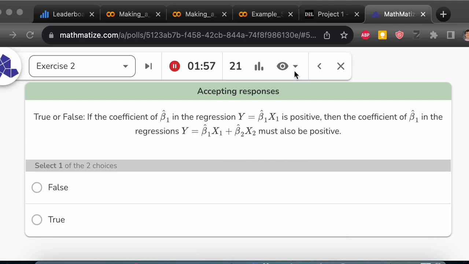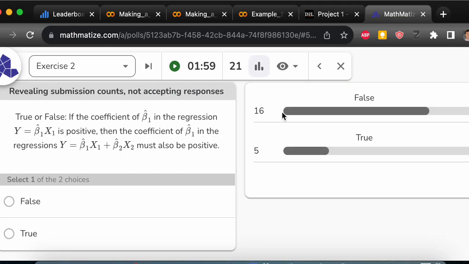Okay, let's take a look. What do people think? 16% of people think it's false. 5 people think it is true. If you selected false, that means you think it can change from positive to negative. Pretty big majority on that, and that is the correct answer. It can change from positive to negative.